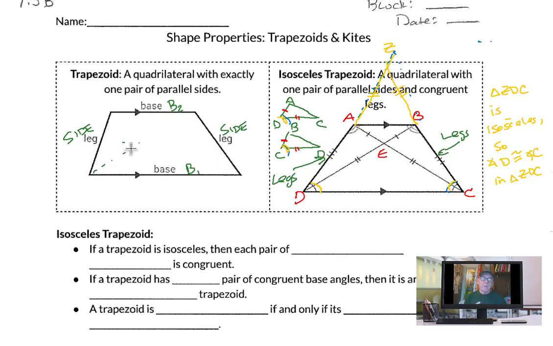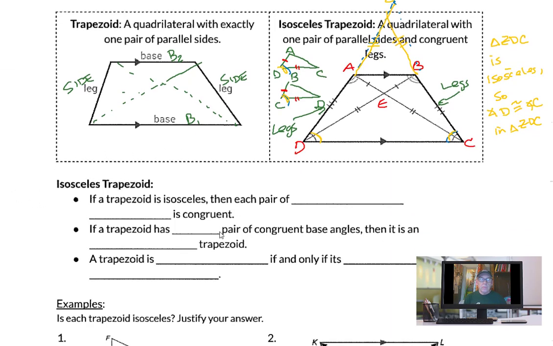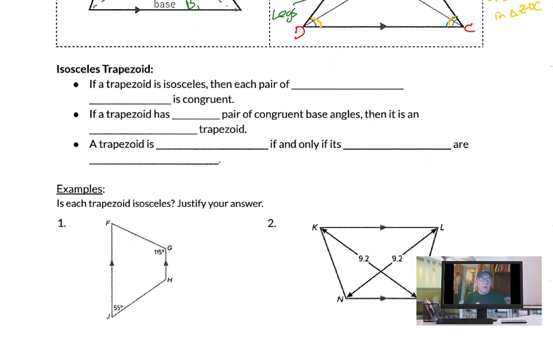So if we draw a diagonal, this trapezoid, because it's a general trapezoid, there's nothing special about the lengths of the diagonals or where they meet or anything like that. But in an isosceles trapezoid, all of these different pieces are congruent because of the isoscelesness of the trapezoid. So let's go on and fill in some of these. So if a trapezoid is isosceles, then each pair of base angles is congruent.